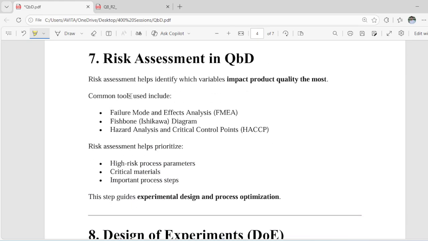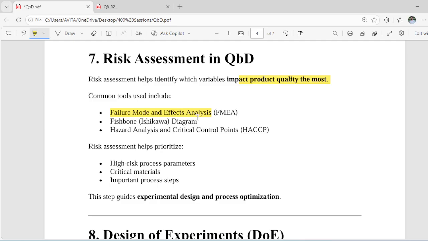Moving on to risk assessment in QbD. Risk assessment helps identify which variables impact the product quality the most. The common tool used includes failure mode effect analysis. This is a very important tool for risk assessment. And this risk assessment helps to identify which variables impact the product quality the most.